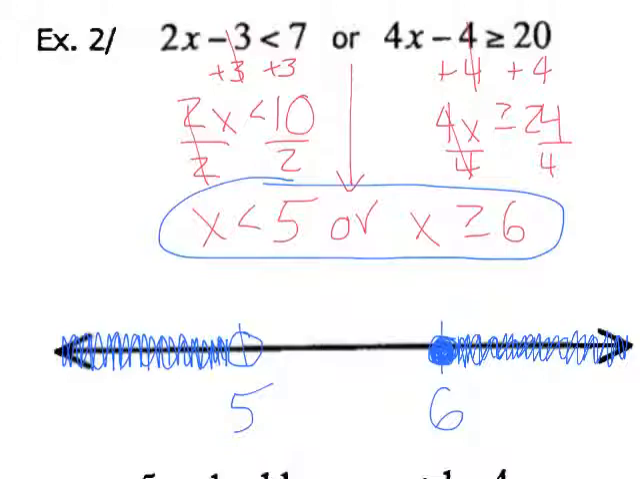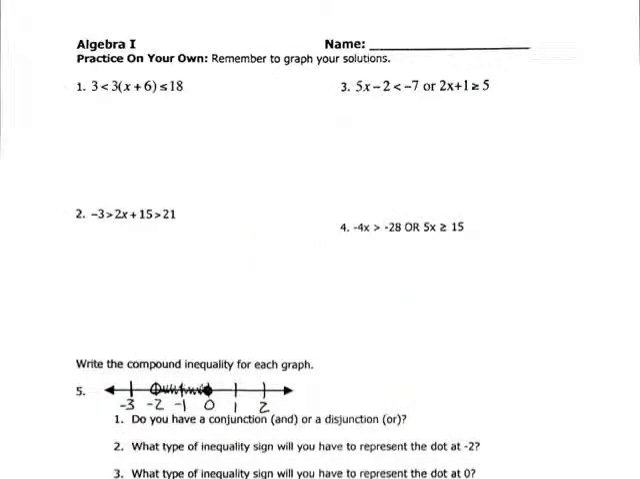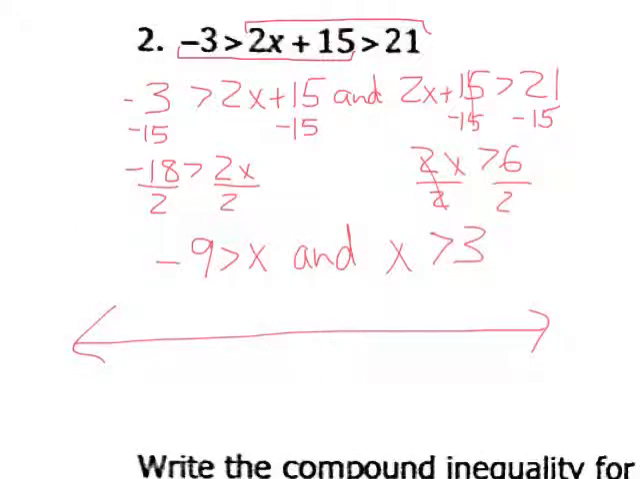All right, so let's flip over to the back side. Scroll down for you guys. Go ahead and cross out 1 and 3. I want you to do 2 and 4 together with your partners. Okay, guys, so let's look at this. So for 2, I got negative 9 is bigger than x, and x is bigger than 3.